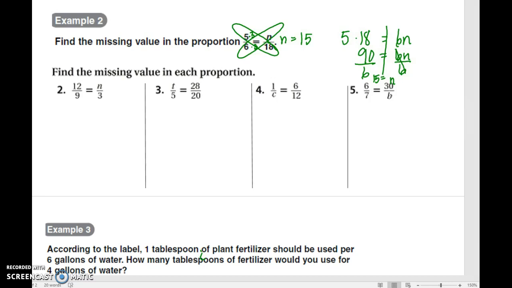Now, you may be saying to yourself, Mrs. Tews, this one was way easier and faster than the cross products. Yeah. And that is only because those were easy numbers to work with.